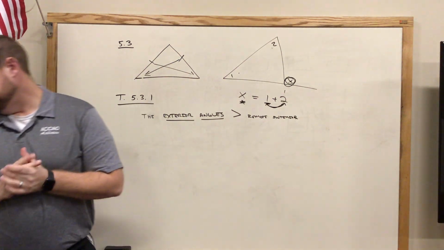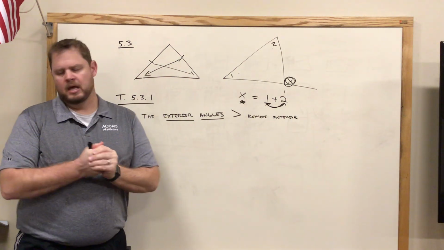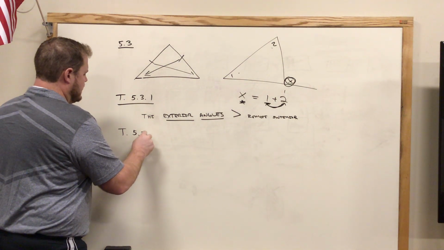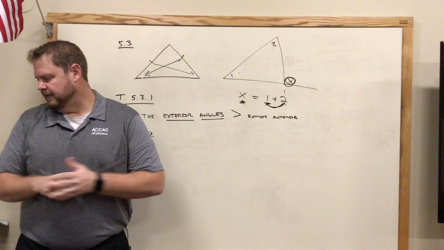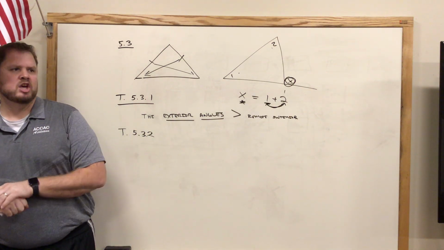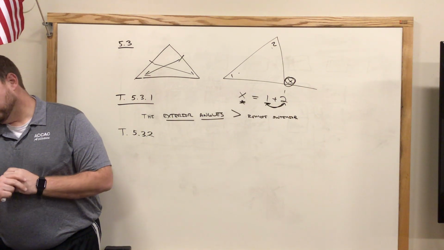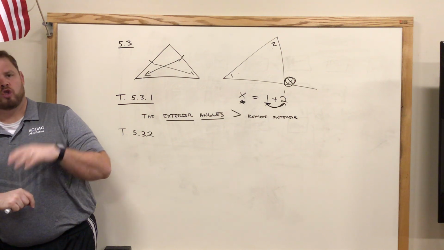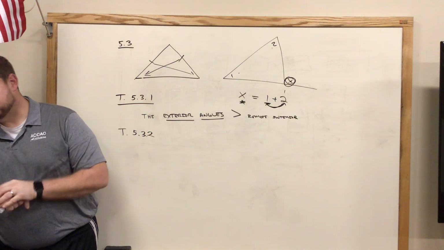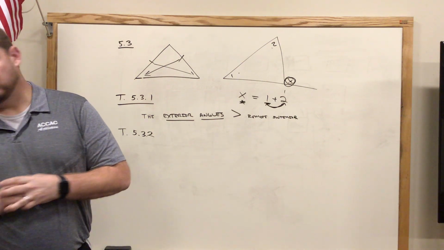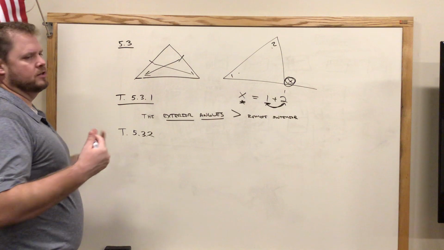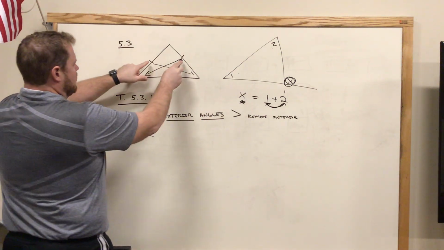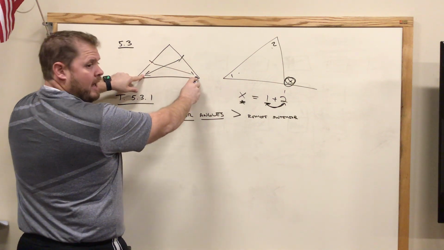Second thing you need to learn is theorem 5.3.2. It says this: if two sides of a triangle are not congruent, the larger angle is opposite the larger side. In other words, remember, going back to our isosceles triangle, when these were congruent, we had equal angles.